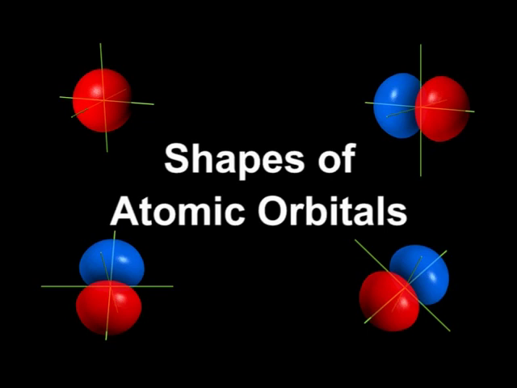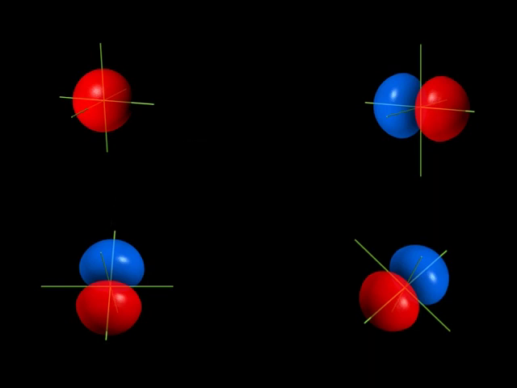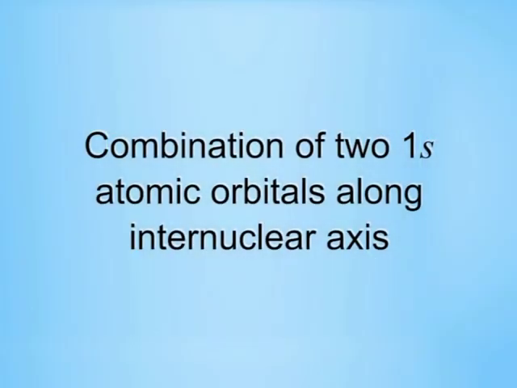Shapes of atomic orbitals. Let us discuss shapes of the various molecular orbitals when atomic orbitals are of s and p type in nature. Students, first we will observe combination of two 1s atomic orbitals along internuclear axis.